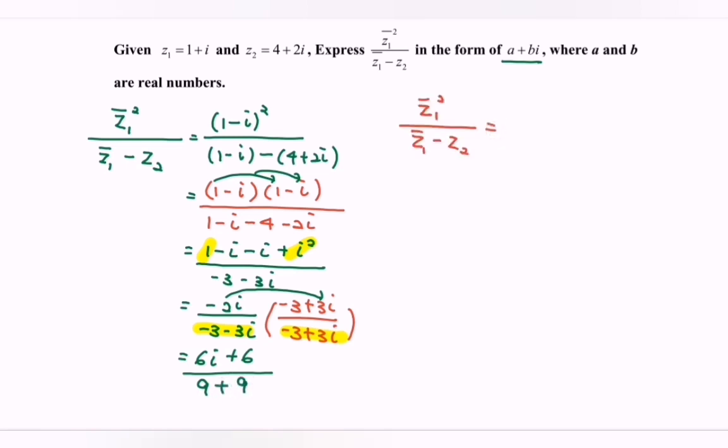Finally, we have the situation: the conjugate of z sub 1 squared over the conjugate of z sub 1 minus z sub 2. If we simplify, we have 6 plus 6i over 9 plus 9, which is 18. Simplifying, we will have 1 over 3 plus 1 over 3i. That is the Cartesian form. Do remember to rewrite the title. That is the answer.